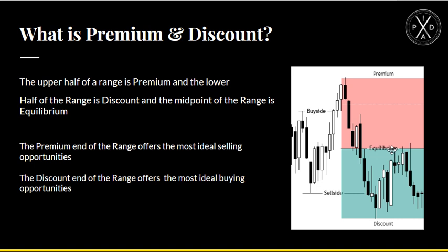And that's just kind of where price is fairly valued. So that's like the fair value of a range, that equilibrium. So it's not premium or a discount, but it's just at a good price, and that's equilibrium. But that's not the most ideal place to sell or buy. So if you want to be selling, you want to sell at a premium, and then when you're buying, you want to buy from a discount. All right, so now let's take a look at what the actual PD arrays are.